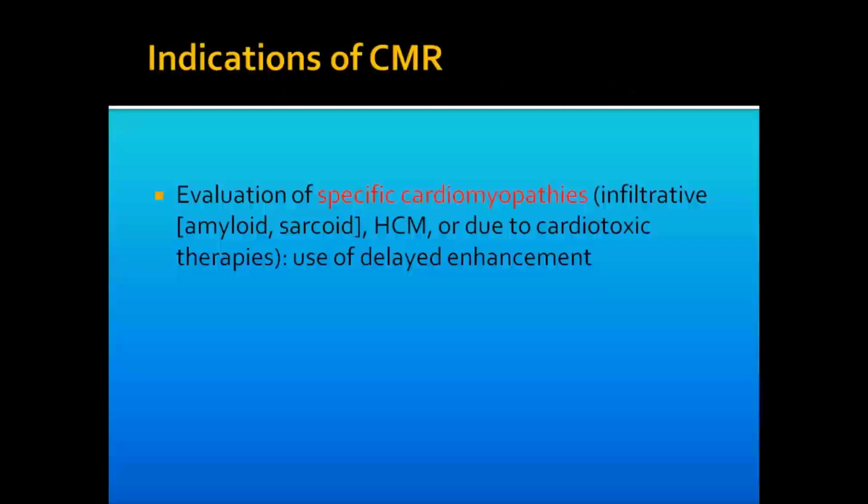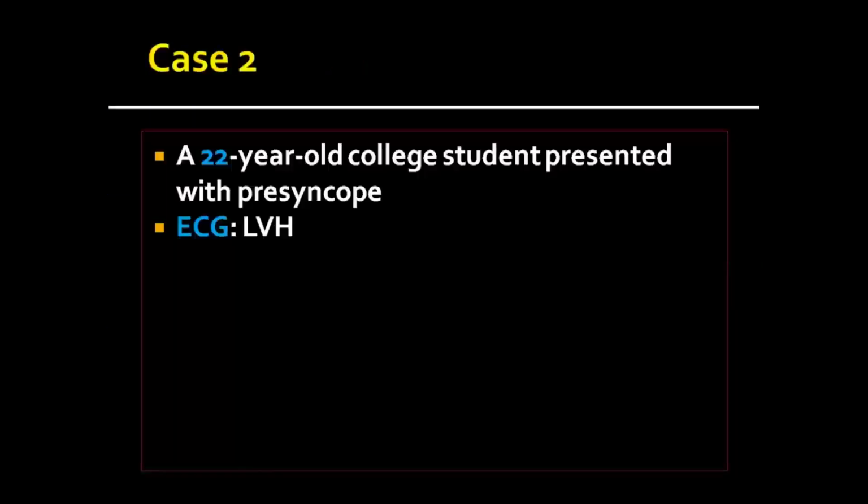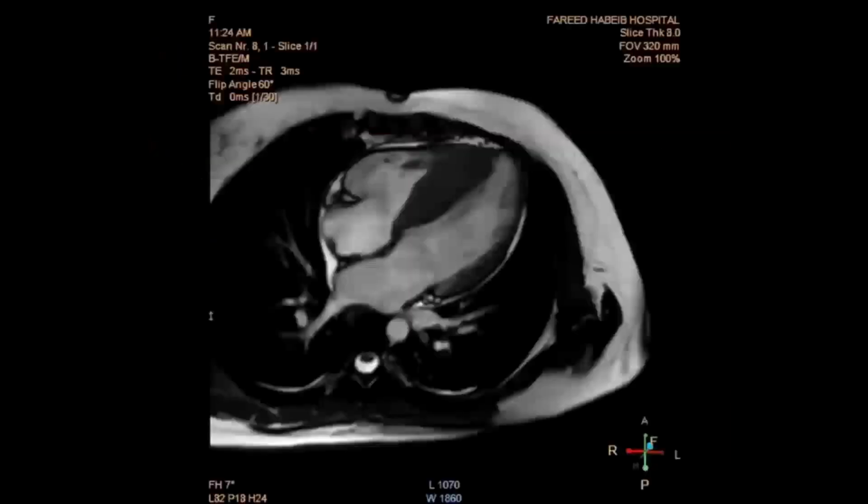Another indication for CMR is evaluation of specific cardiomyopathy like infiltrative or HOCM, or for cardiotoxic therapies, using the delayed hyperenhancement. This is a case of a 22-year-old college student presented with pre-syncope. Her ECG shows LVH, and of course, it was easily diagnosed by echocardiography. It's HOCM due to increased thickness. But the question here was, the patient has pre-syncope, and shall we put in an ICD or not? As you appreciate here, the thickness of the septum is about 28 millimeters.